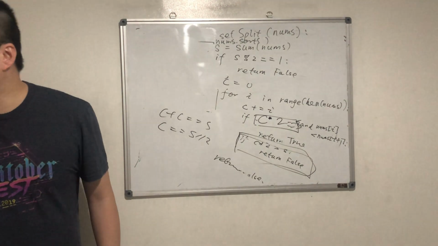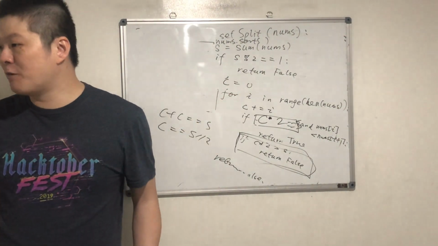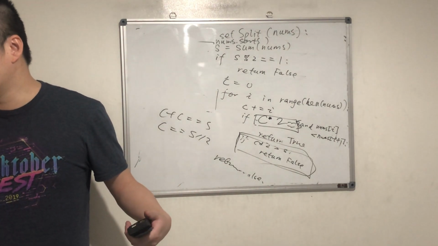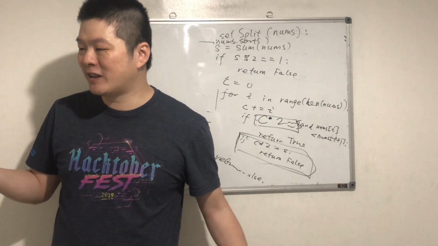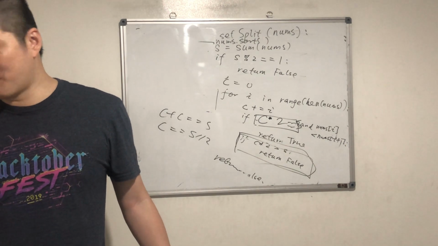When C is more than half, it means we don't need to continue, right? Because they are all positive numbers. If we continue, it will be more than half, right? So there's no point to continue. So we are returning early. So that makes it faster, right? Does it make sense? Okay.